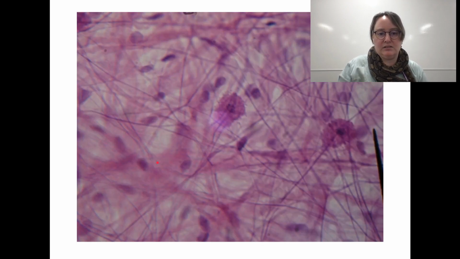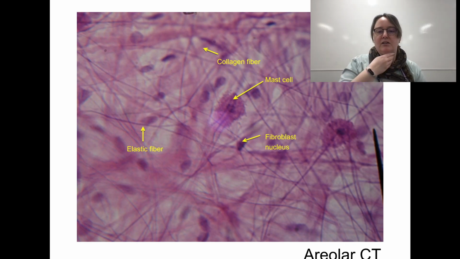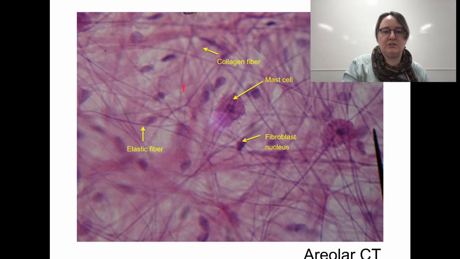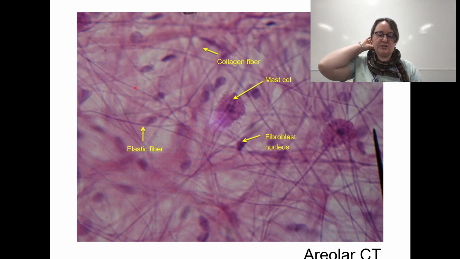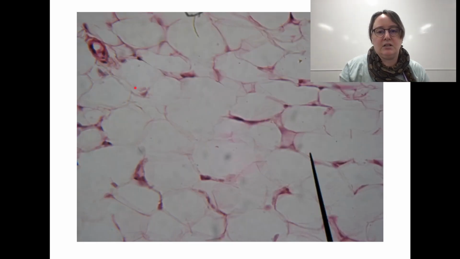What's this? You're probably like, it's a mess. This is connective tissue, so areolar. All these things are the collagen fibers. Here's a mast cell. Here's a fibroblast nucleus, which is making these things. The elastic fiber right here, the dark ones. The lighter ones are the collagen fibers. So there you go. That's areolar connective tissue.